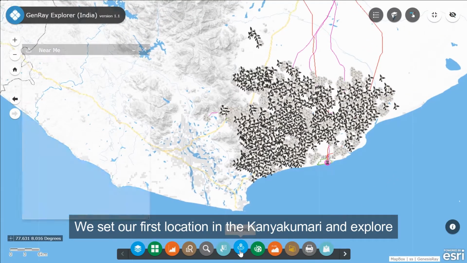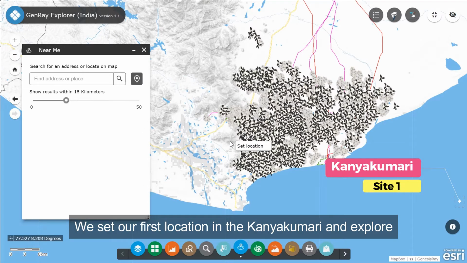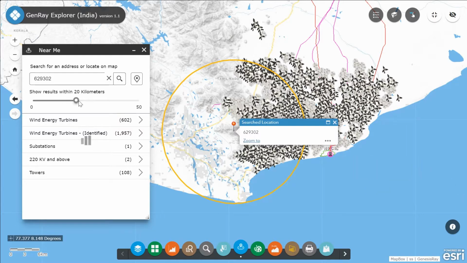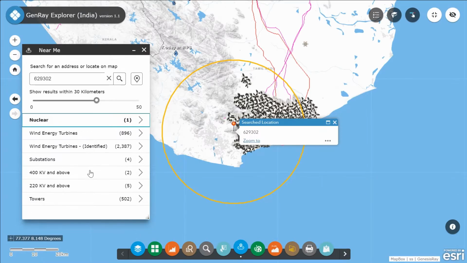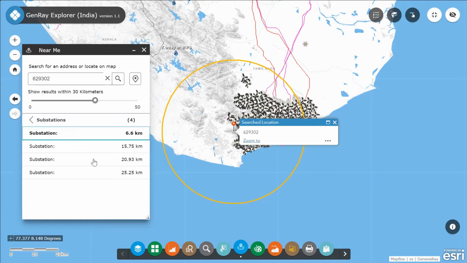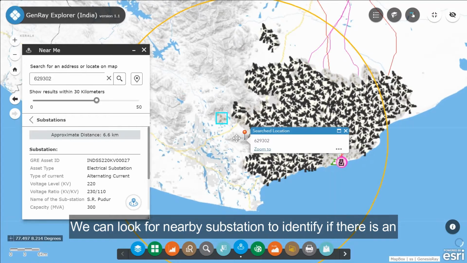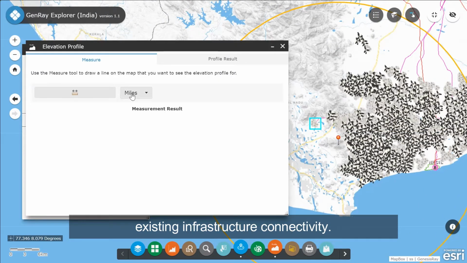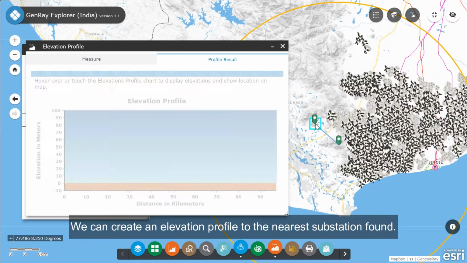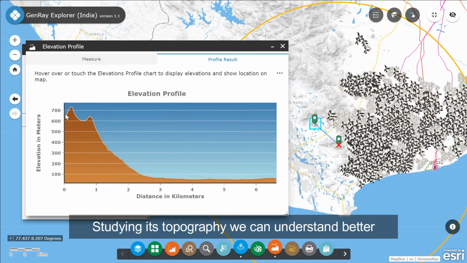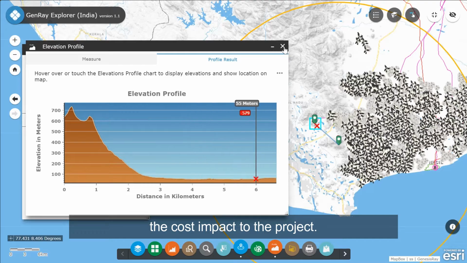We set our first location in Kanyakumari and explore the infrastructure surrounding it from different zoom levels. We can look for nearby substations to identify if there is existing infrastructure connectivity. We can create an elevation profile to the nearest substation found. Studying its topography, we can better understand the cost impact to the project.